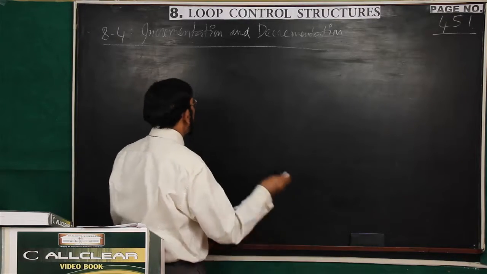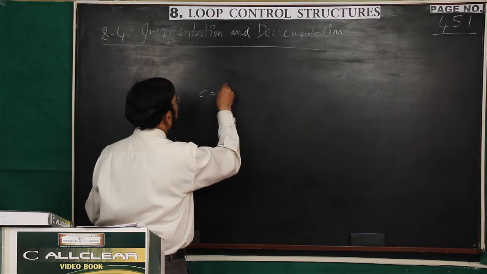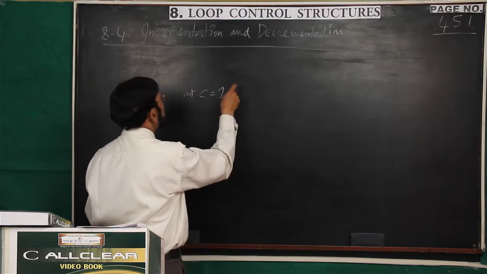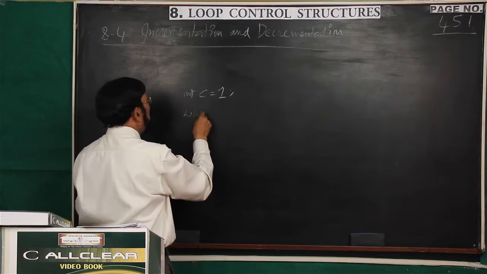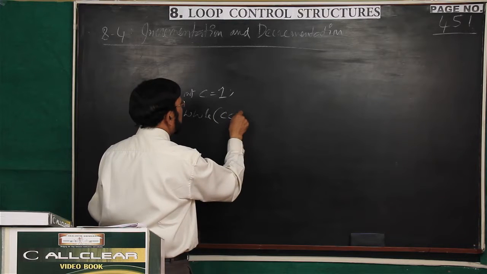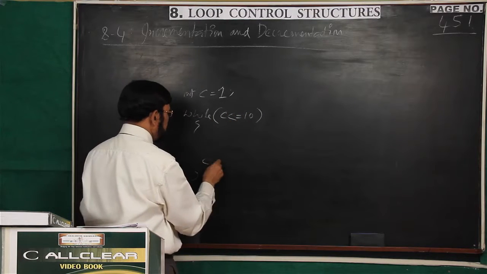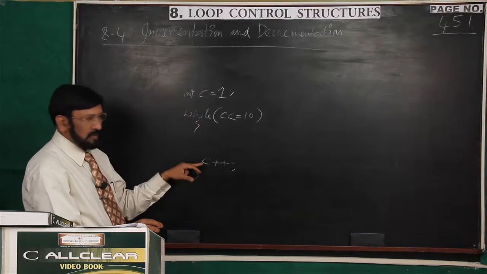Now you see how the code will look. Just with this example, you can understand. int c = 1. This is initialization. Now while test expression c <= 10. This is test expression. c++ is incrementation. In this model we write.